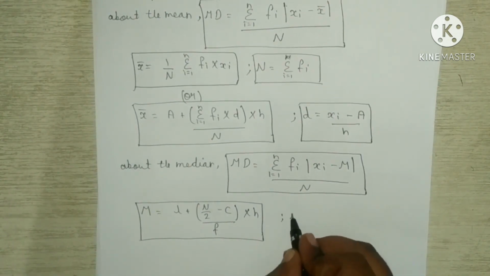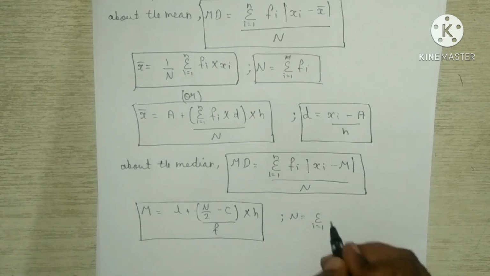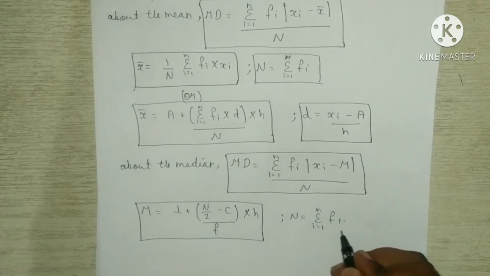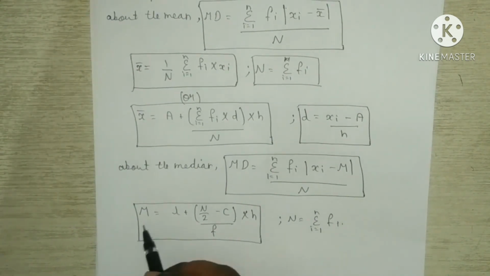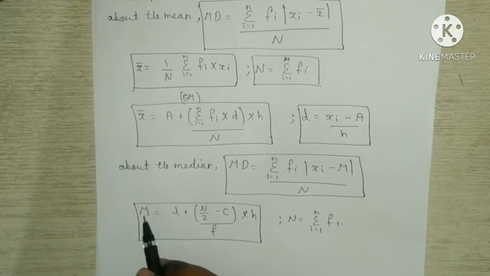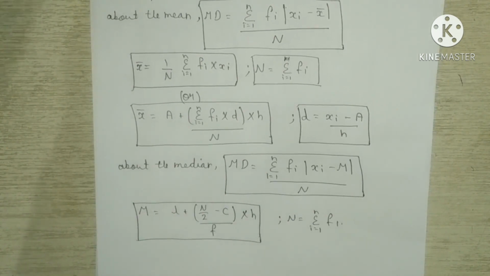Where n is equal to the sum of frequency. To find the median value in a distribution, you use the formula for when n is even or when n is odd. But for this continuous frequency distribution, to find the mean deviation for grouped data, you can use this formula directly: M is equal to L plus (n by 2 minus C) by f, into h.